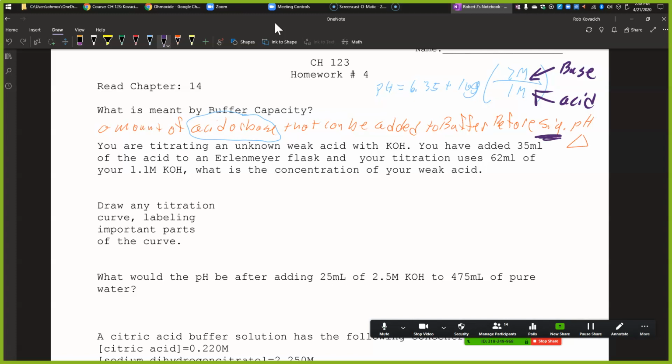So if you're more concerned about the acid than the base, then you would add more of the salt of the weak acid to the solution to make your buffer.